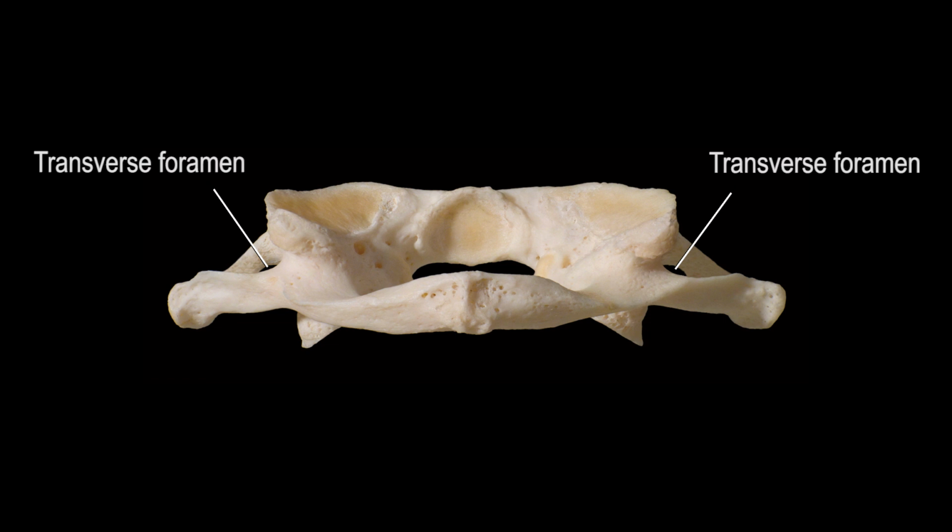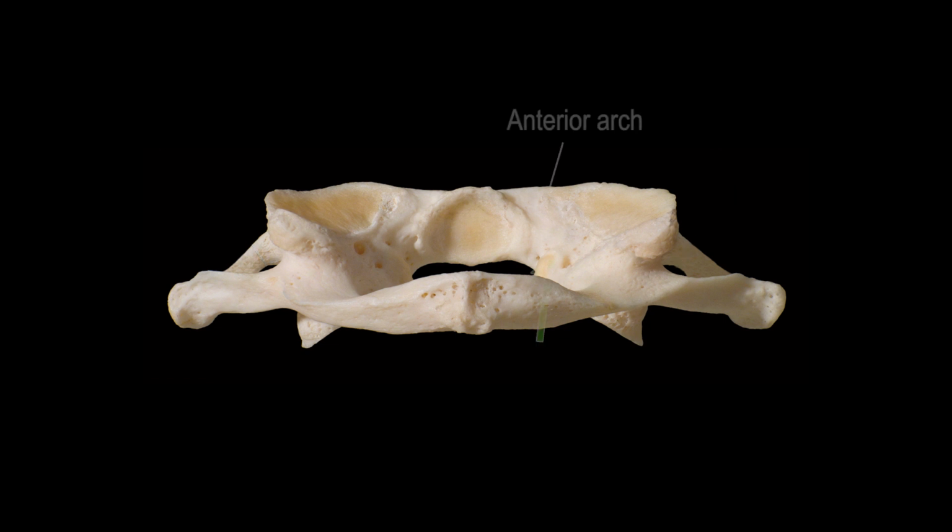Each transverse foramen within a transverse process, along with the other transverse foramina of the rest of the cervical spine, allow passage of the vertebral artery. Over here, we can see the anterior arch of the atlas.